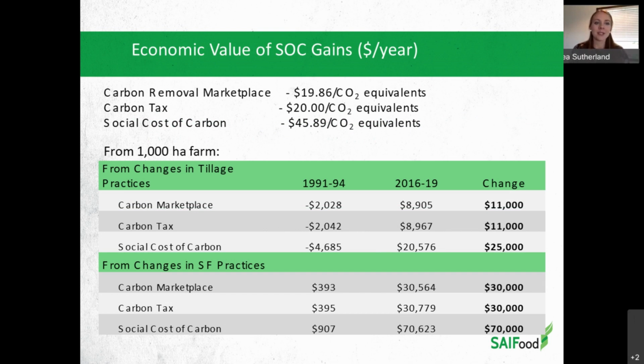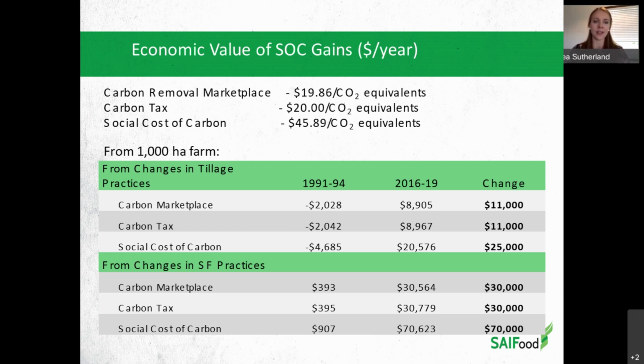So the final analysis was trying to place an economic value on these gains in soil organic carbon. So I used 3 different pricing scenarios to place this value on the increase. The first was a carbon removal marketplace, and I modeled this after the Nori online carbon removal marketplace, which is based out of Seattle. The second pricing scenario was the 2019 federal carbon tax value. And the third was Canada's estimate of the social cost of carbon. And this represents the monetary damage which would result from 1 additional ton of carbon dioxide being emitted in a year.